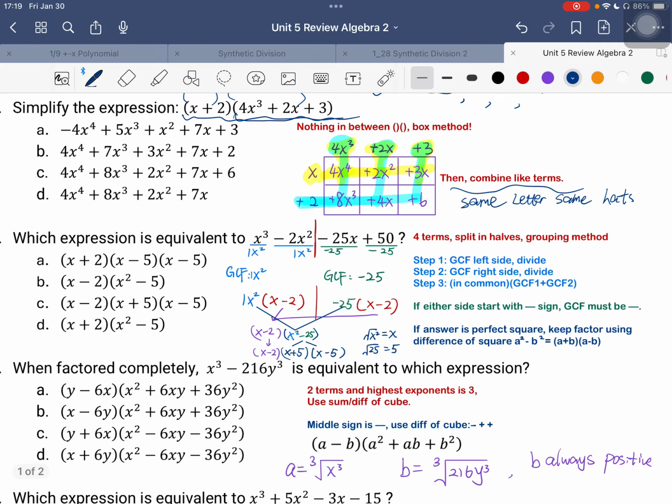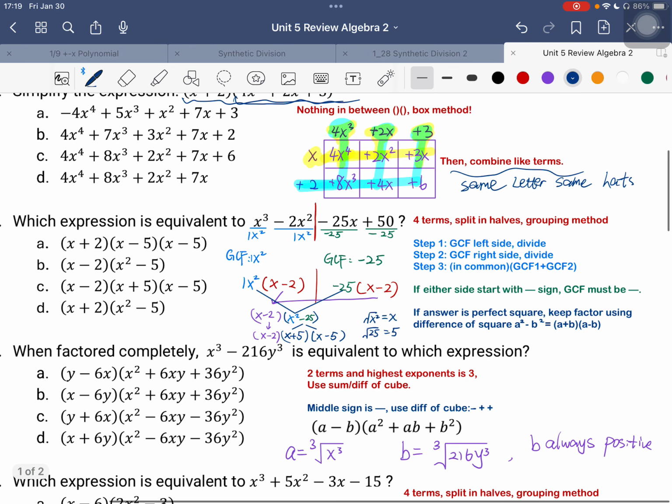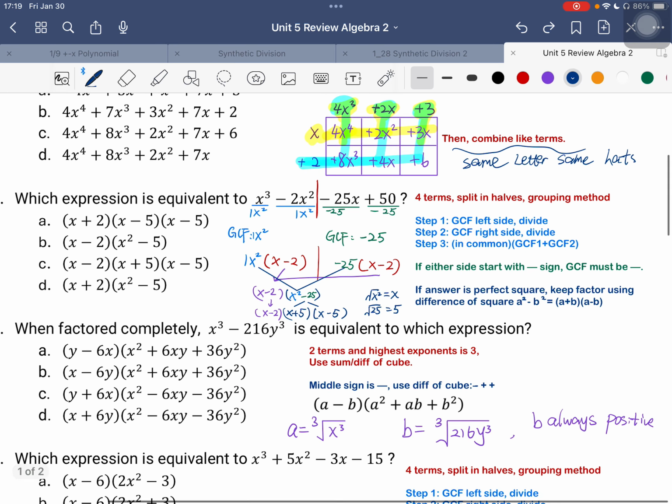Okay, find the correct answer. The correct answer should be C, because you're combining the positive 3x and 4x, they give you 7x, and you know the constant at the end will be 6.